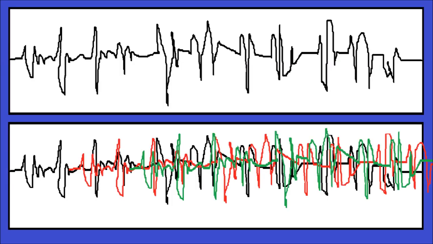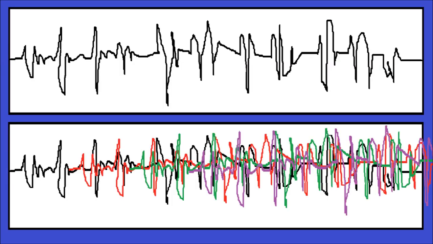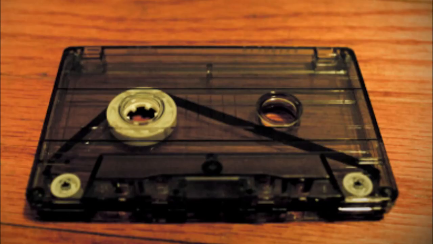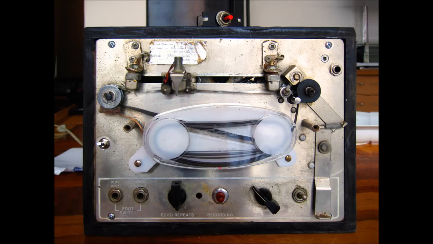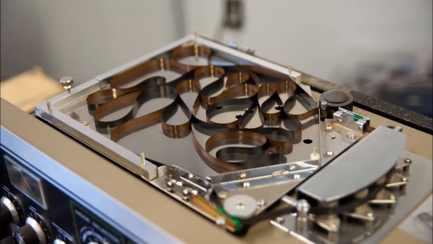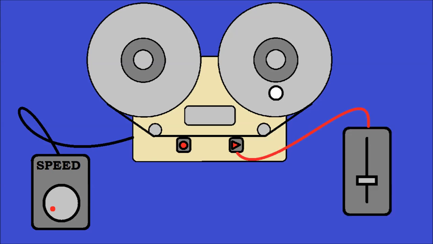Well, what if you want more than one delay, multiple repeats? One way to do this is to loop the tape. This is how early delay machines like the Echoplex work, or the Space Echo, which had a box full of loose tape. But pretty early on, Jamaican reggae producers started taking the signal from the playhead, putting it through a mixer, and then running it back into the record head.